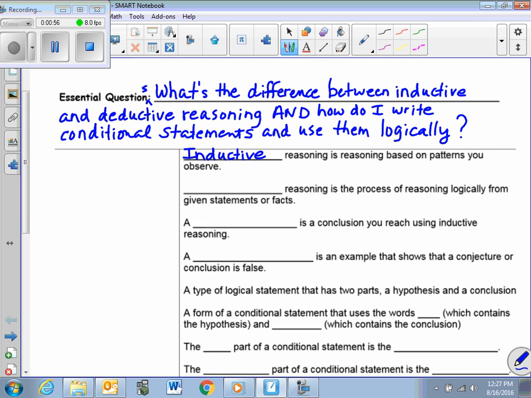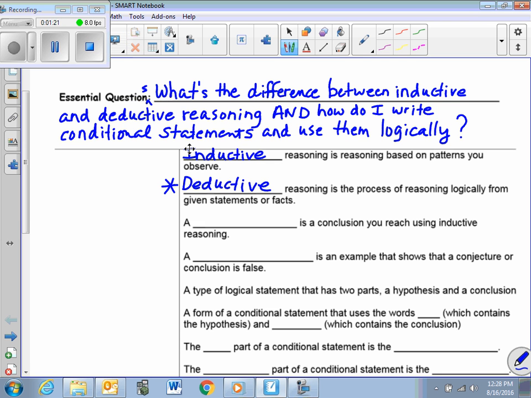What is the process of reasoning logically from given statements or facts? That's deductive reasoning. And this is the one that we are mostly concerned with because patterns sometimes don't repeat, but facts never fail you. So we will be primarily concerned with deductive reasoning, but you do need to know the difference.